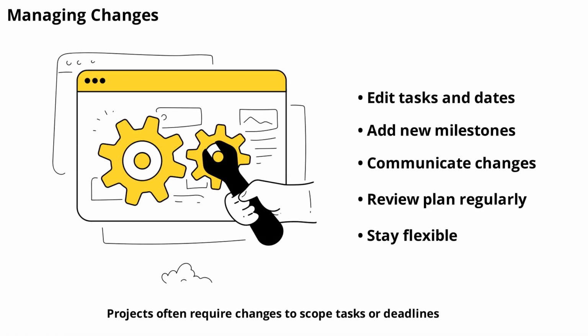Projects often require changes to scope, tasks, or deadlines. Scheduling software makes it easy to update your plan, edit tasks, adjust dates, and add new milestones as needed. Communicate changes clearly to your team using comments or notifications. Regularly review your project plan to ensure it reflects current requirements. Change management keeps your project flexible and responsive.